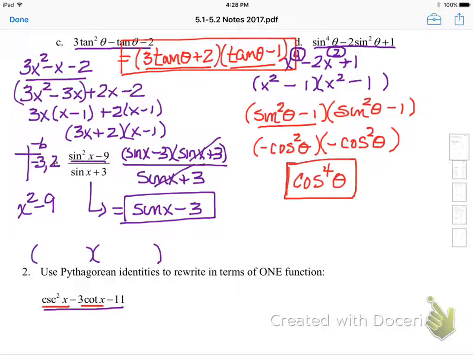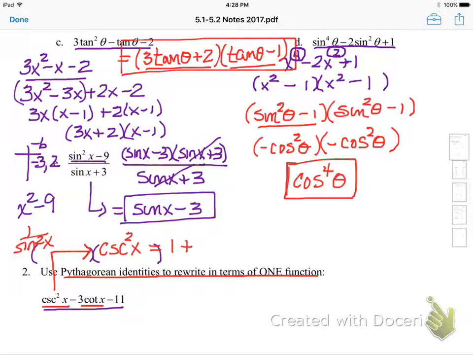So oftentimes what you'll see them saying is, use your Pythagorean identity to rewrite in terms of one function. So is there a way that we can get all of those variables to look the same so we can factor them? Hopefully you go back to your old Pythagorean identities and you remember what cosecant squared x equals. So let's think about this. We know it's going to be 1 plus something. If you've forgotten, remember cosecant squared is 1 over sine squared.